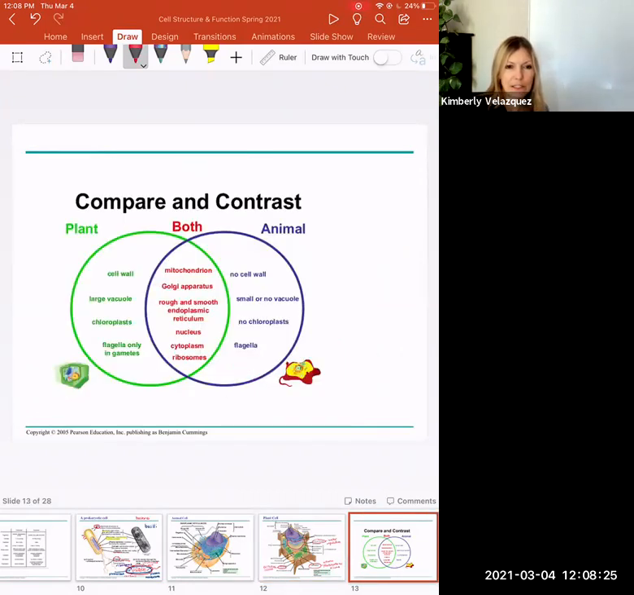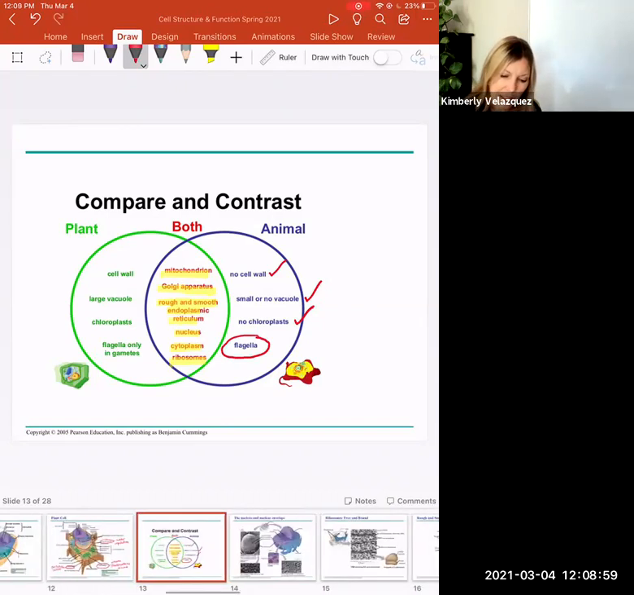So if we look at the list here of what they share, you can see that they both have all of these structures that we're going to talk about today. So don't worry if you don't know these terms yet. We're going to go through all of these today. Animal cells: no cell wall. We just talked about that. For the most part, no vacuole. Okay, no chloroplasts. And some animal cells can have a flagellum to move, but plant cells don't have that.